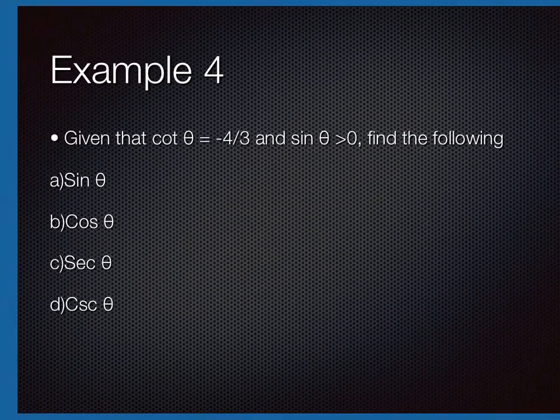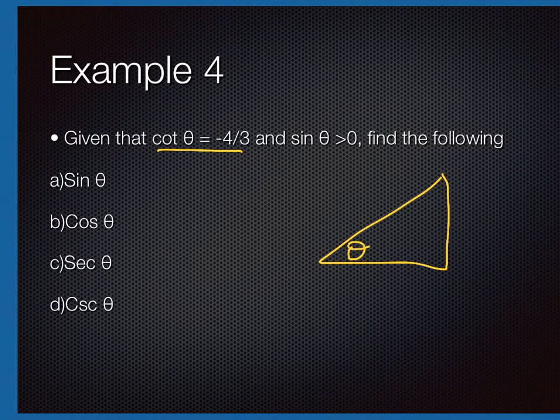Example 4 says, given that cotangent of theta is negative 4/3 and sine of theta is greater than 0, find the following. So I'm going to go back to setting up a triangle. I'm going to draw a triangle. I'm going to put theta in the corner. Now this time this might not make sense with the direction of theta based on the positive negative sign. So we're just going to worry about where it would be, but not worry about how to draw it that way.